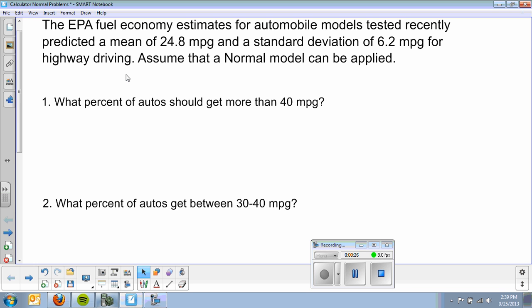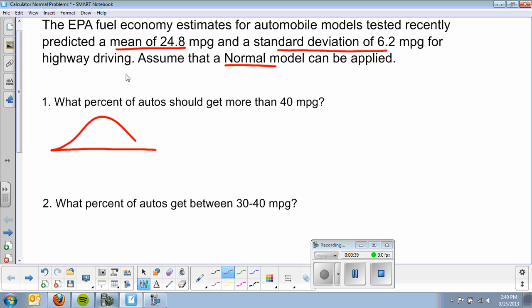So here is an example that we had done in class about fuel economy with a mean mu 24.8 and standard deviation 6.2, and of course it is a normal distribution. So I draw my little graph, label the mean 24.8, that's mu. Standard deviation 6.2, 40 is my x, and I want to know the area to the right, more than 40. Again, this is question 1. It says, what percent of autos should get more than 40 miles per gallon?